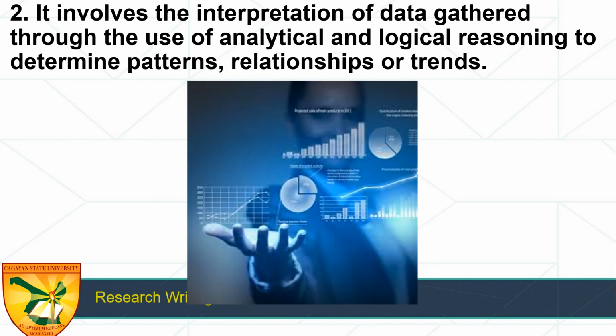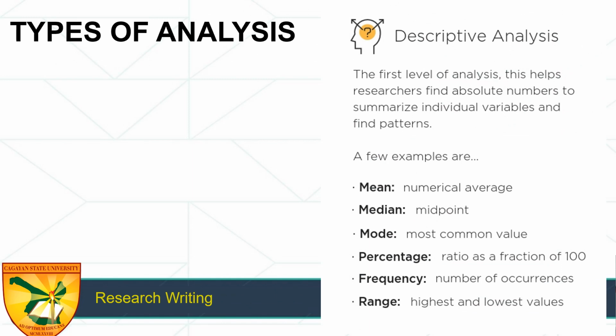Also, it involves the interpretation of data gathered through the use of analytical and logical reasoning to determine patterns, relationship, or trends. So how do we do this? We can do this by using analysis techniques, and here in this video, I will just enumerate three analysis techniques. We have descriptive analysis, inferential analysis, and thematic analysis. But there are a lot of different types of analysis. So we start with your descriptive analysis.